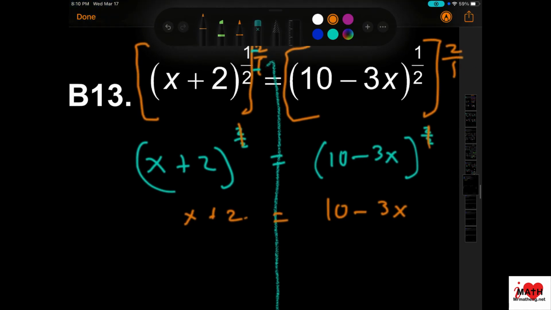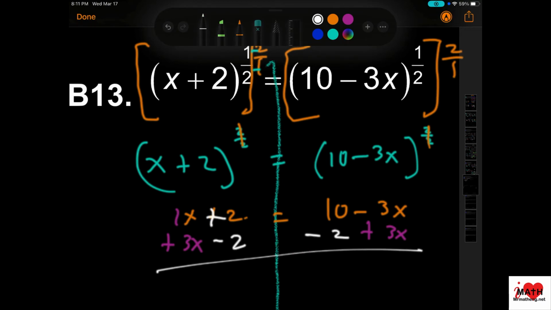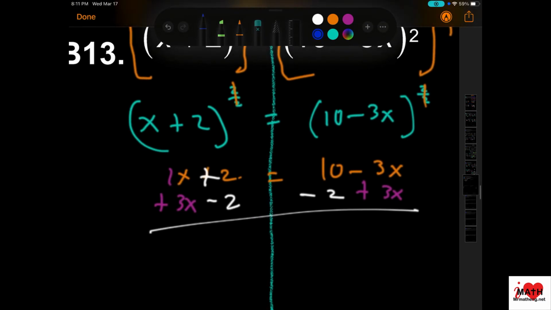We don't have to write anything to the first power. For example, this x right there is to the first power, but we don't write that. And I will add 3x, and I'm going to subtract 2. So we will get 4x equals 8. And then x equals 2 by dividing by 4 on both sides.